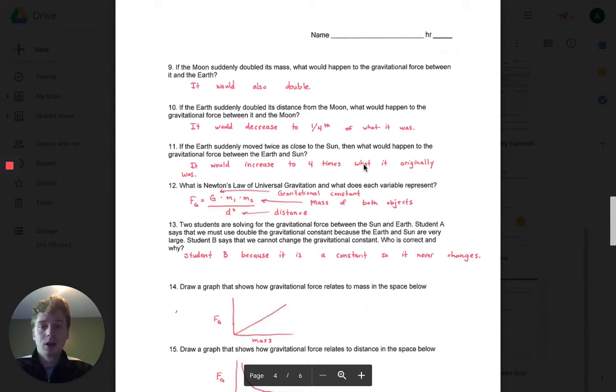Number 9, if the moon suddenly doubled in mass, what would happen to the gravitational force between it and the Earth? It would also double. It's important for this one that you realize that it doesn't matter which mass you double, as long as you double one of them, that's going to have a doubling effect.